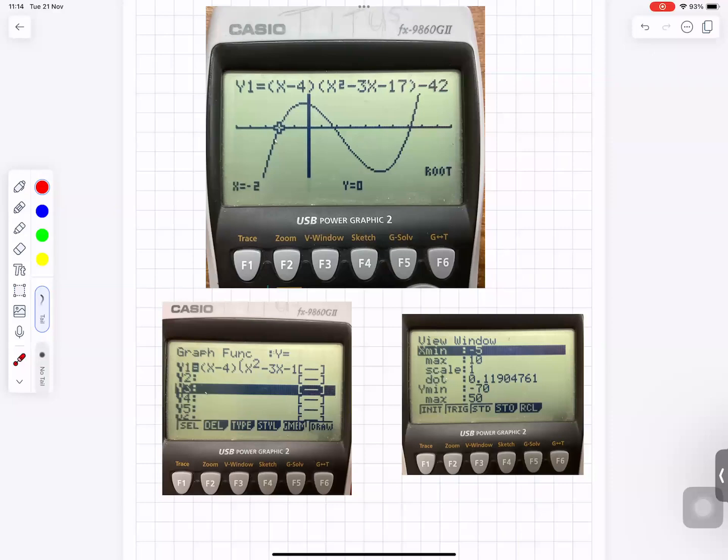You don't have to do this in an exam, but I've just plotted the cubic graph so you can see where it passes at x equals minus 2. You see that point there? That's minus 2, one of the roots.